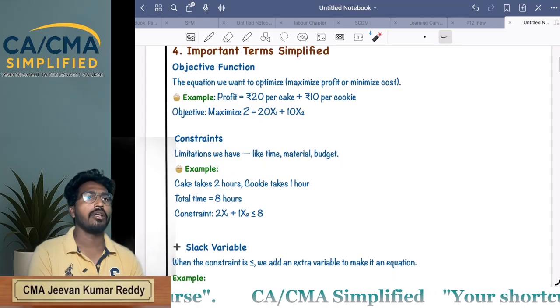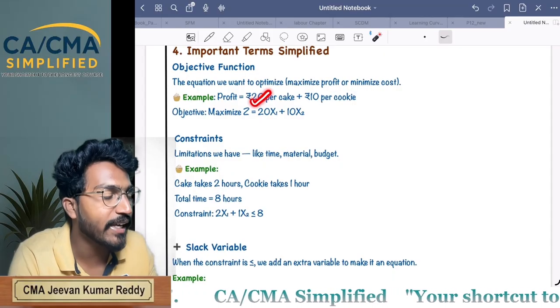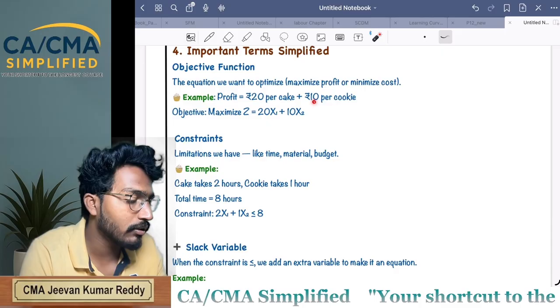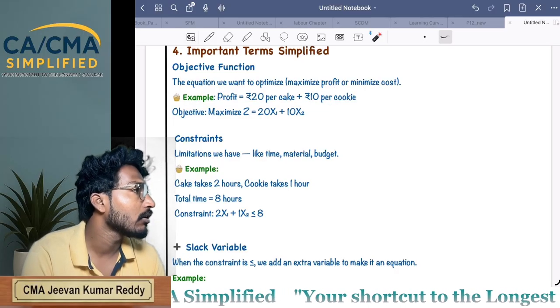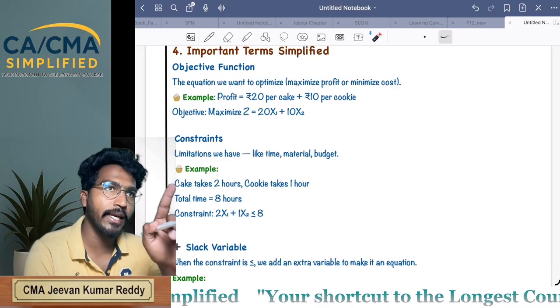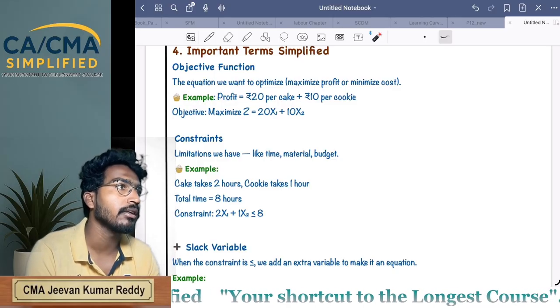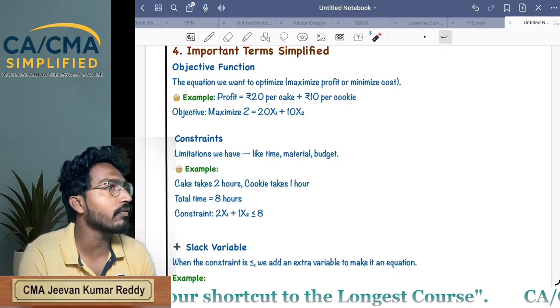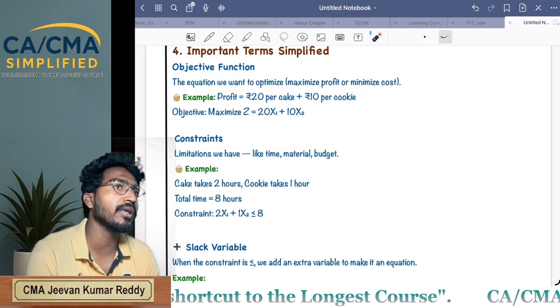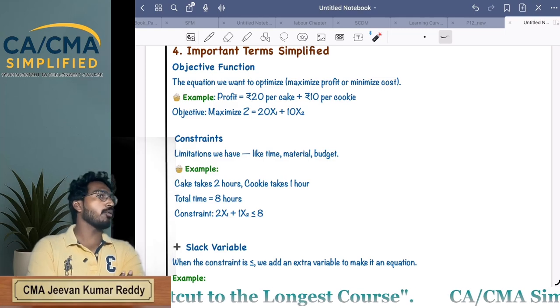Now let's assume profit per cake is 20 and profit per cookie is 10. If you sell one cake, how much profit will you get? 20. If you sell one cookie, how much profit will you get? 10 rupees.